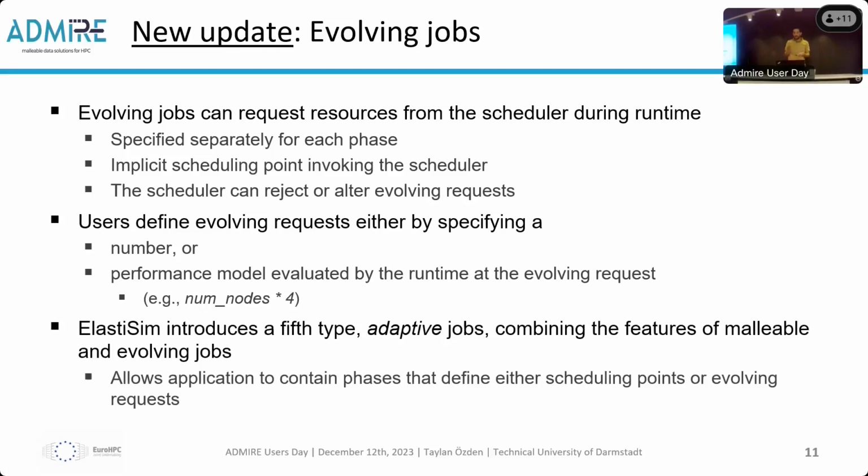What we also have is a fifth type of job. We call them adaptive jobs, which essentially combine the features of malleable and evolving jobs. In that regard, you can describe applications that might have phases that do not have any evolving request but a scheduling point, so that you can expand and shrink at the discretion of the scheduler. And you might also introduce an evolving request for a specific part where the scheduler has to be invoked, and then in that moment has to make a decision based on the suggestion or the request of the job.